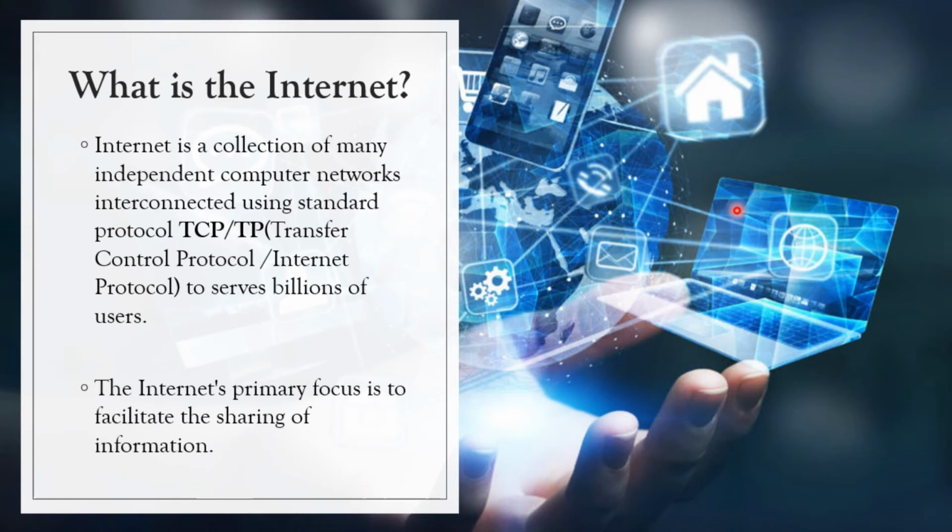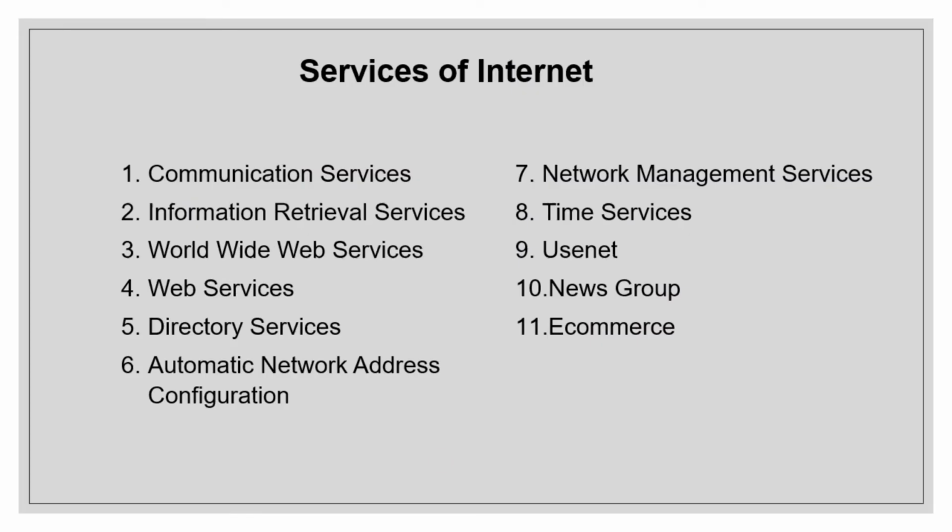And this time, let's proceed with our Internet. So Internet is a collection of many independent computer networks interconnected using standard protocol, the TCP/IP, or Transmission Control Protocol/Internet Protocol, to serve billions of users. The Internet's primary focus is to facilitate the sharing of information. So here are the services offered by the Internet, and we will tackle each one of them.